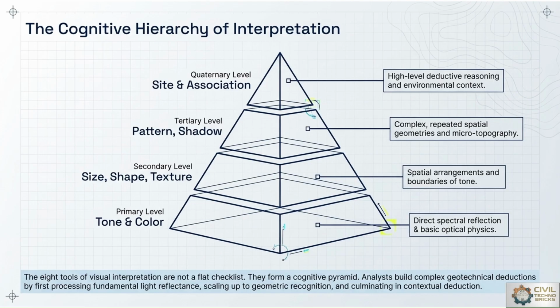So tone refers to brightness differences in black and white images, while color interpretation is used in multispectral imagery. Shape and size help us to identify roads, buildings, reservoirs and agricultural fields. Texture, pattern and association further improve the identification of landforms and engineering features.